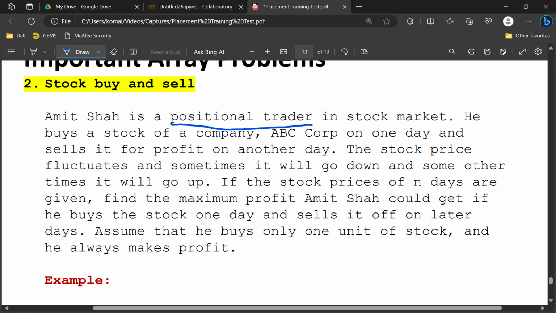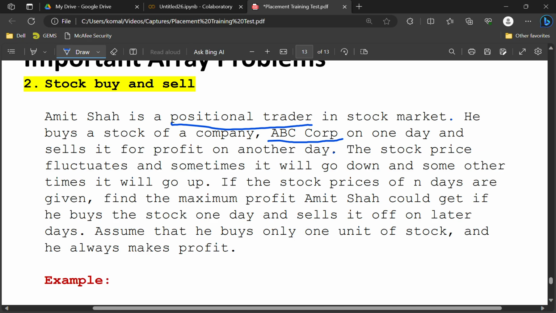Then he buys a stock of a company, ABC Corporation. There is a company by the name ABC Corporation and he buys one unit of that company's stock on one day and sells it for profit on another day. So he buys on one day, waits for some profit, and then sells it off. The stock price fluctuates; sometimes it will go down and other times it will go up. We all know that the stock market is very volatile, and the prices will go down on one day, go up, or they may remain range bound.